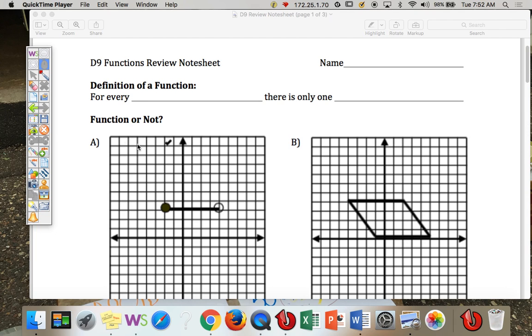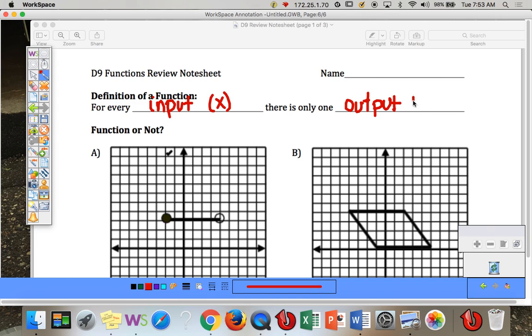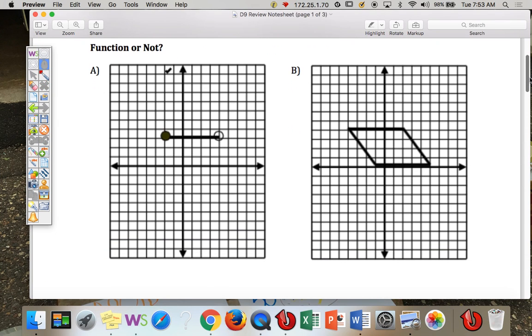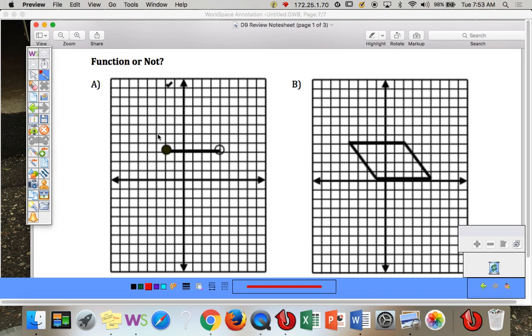Let's review functions. So in this unit we learned the definition of a function: for every input or x value there is only one output or y value. And so you can test that with the vertical line test. So if we take a look at the first two examples, the first one is a function. It would pass the vertical line test. For every x value, there's only one y value.